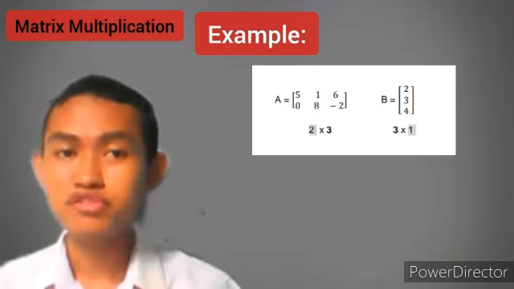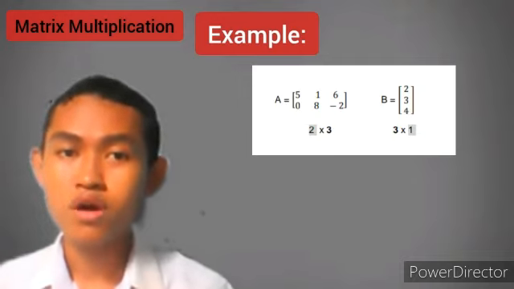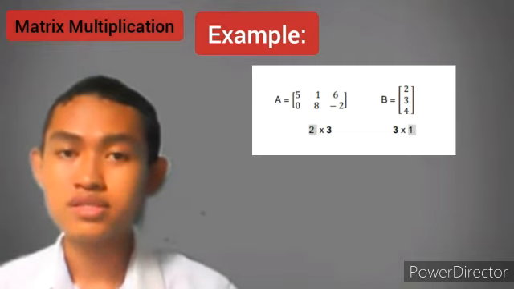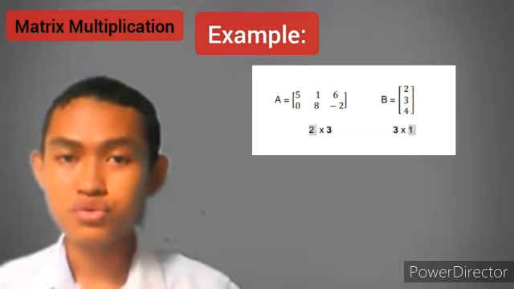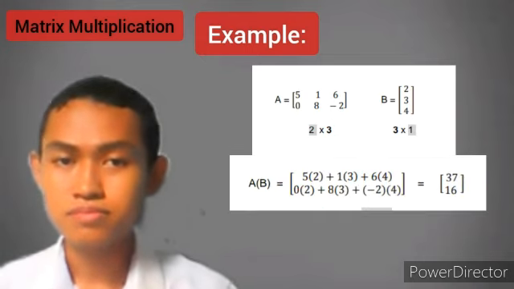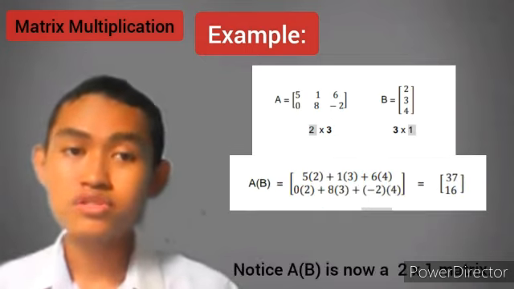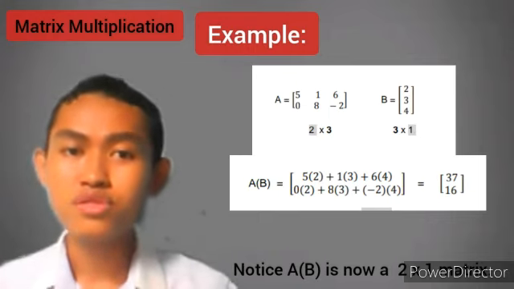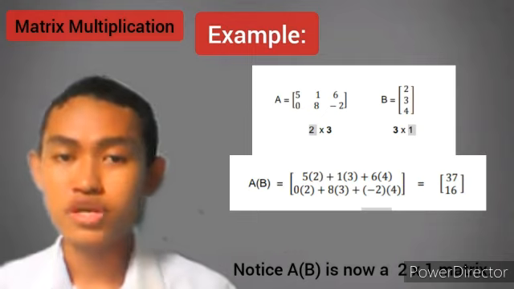For example, matrix A with an order of 2 times 3, 5, 0, 1, 8, 6, minus 2, multiplied by matrix B with an order of 3 times 1, 2, 3, 4, can be solved, and the result is like this. Notice A multiplied by B is now a 2 times 1 matrix.